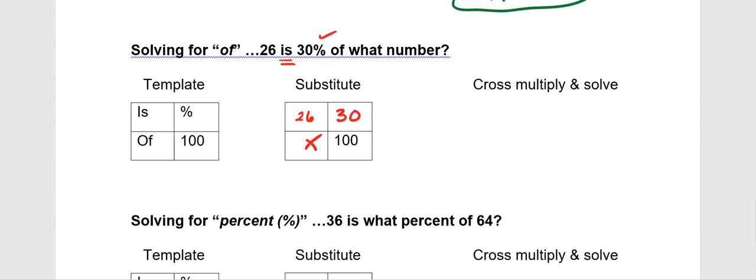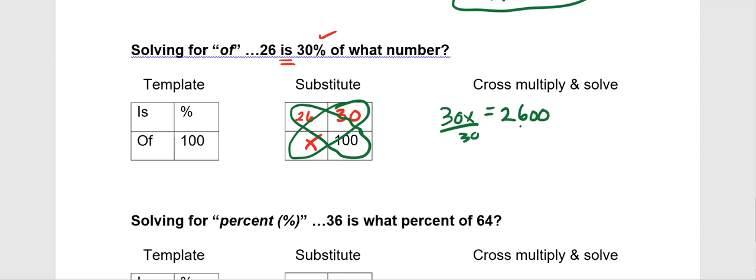So once again, I cross multiply. 30 times x naturally is 30x, equal to 26 times 100, 2600. And now we just simply have to divide both sides by 30. And we will get a value. It's a repeating decimal, so don't get worried about that. We'll get the of value in this case being 86.6 repeating. So the number that 26 is 30% of in this case is 86.6 repeating.